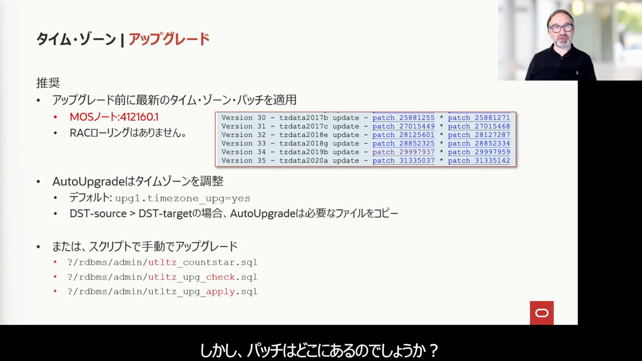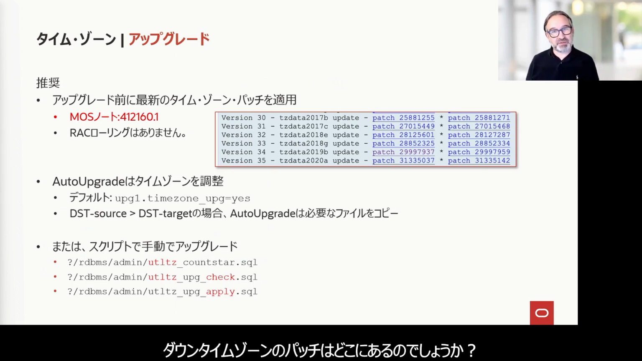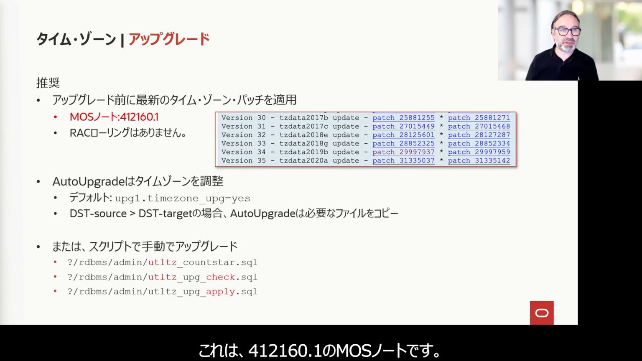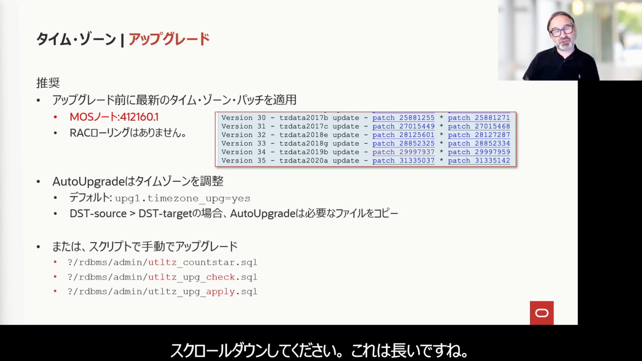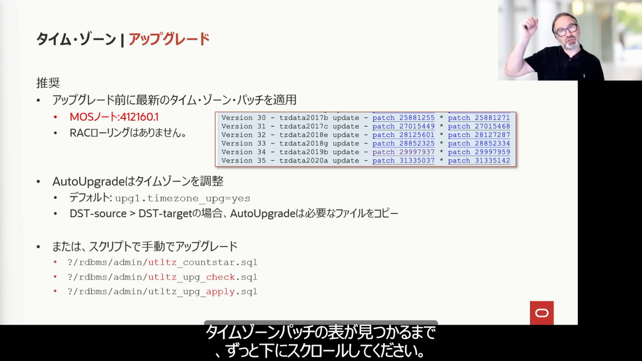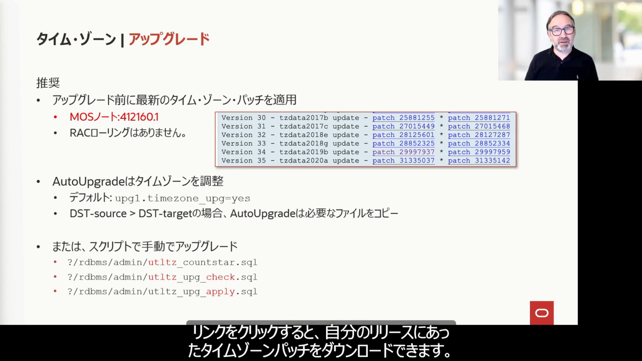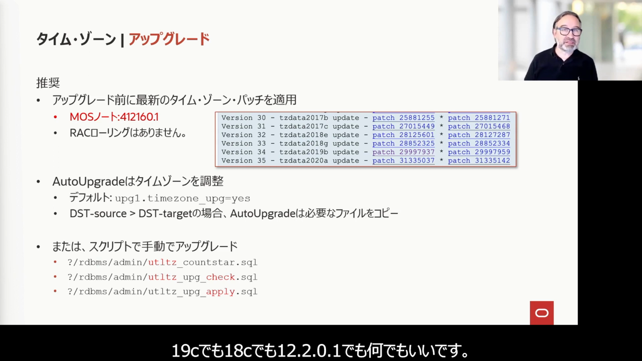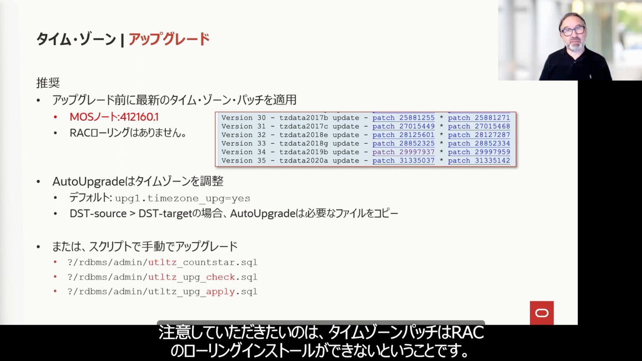But where do you find the patches? Where do you find time zone patches? This is the most known note, 412160.1. Scroll down, it's a very long note. So you scroll down a lot until you find the table with the time zone patches. You click on a link, you download the time zone patch for your release: 19c, 18c, 12.2.0.1, whatever. Be aware, time zone patches are not RAC rolling installable.